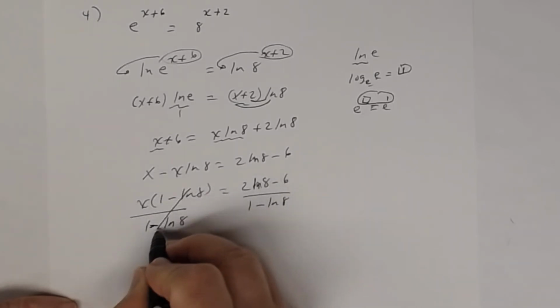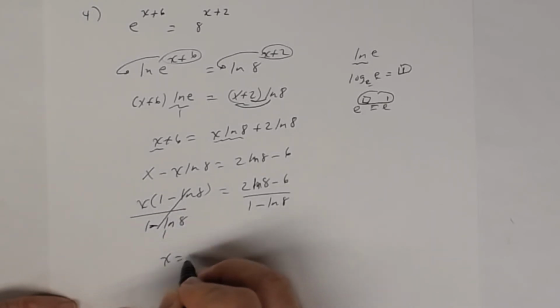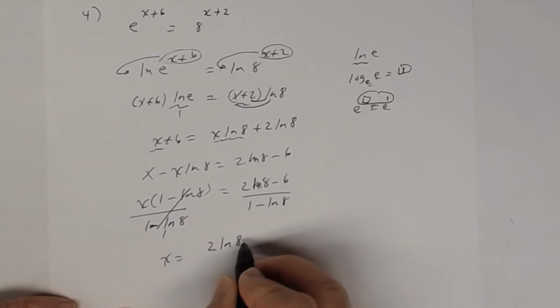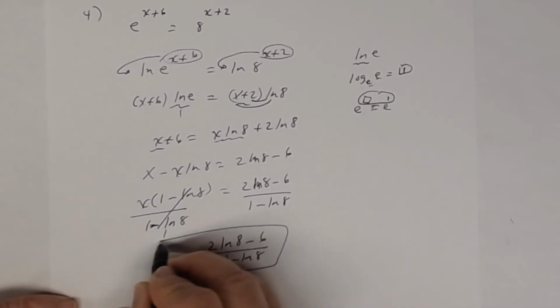And these divide out. These are common factors, so those divide out. x times 1 is x, equal to 2 natural log of 8 minus 6, divided by 1 minus natural log of 8. And so there's your exact answer.